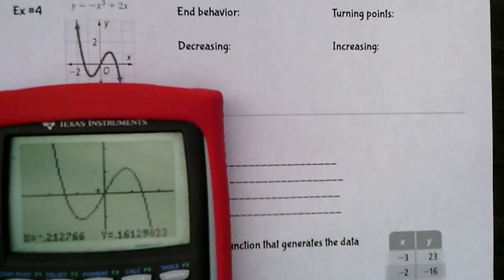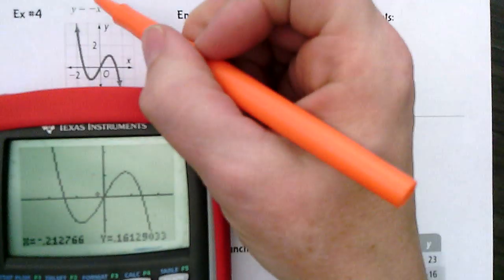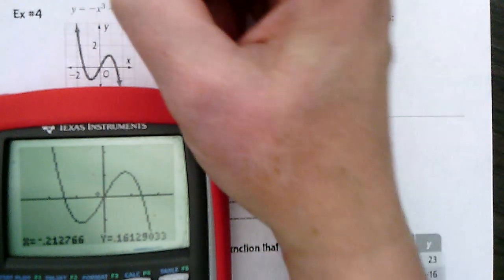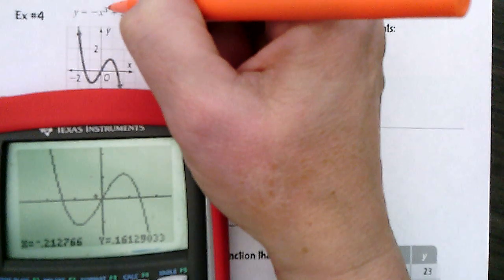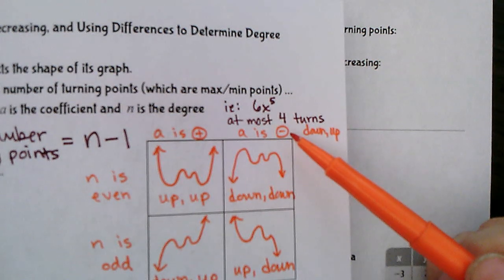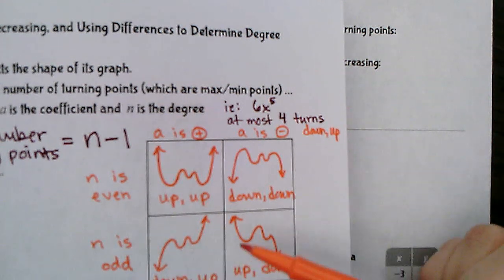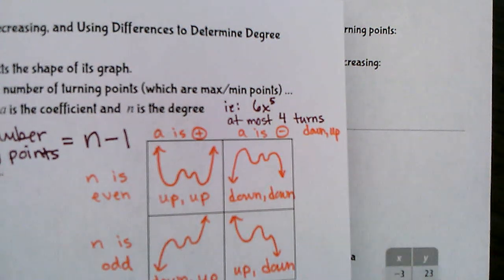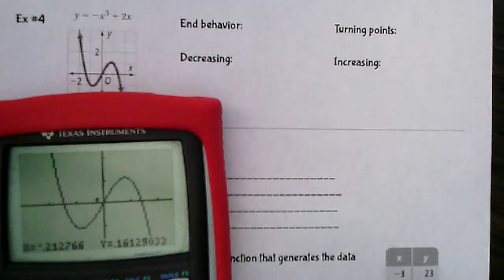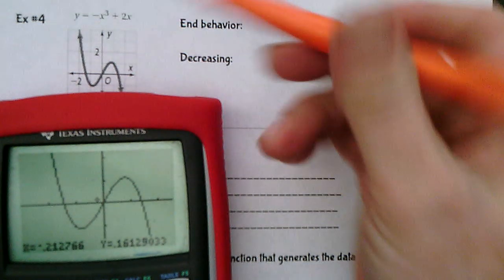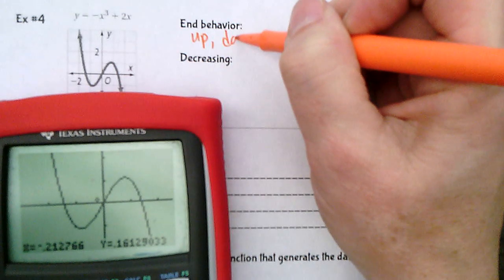The end behavior for this function, we can see that it's got a negative leading coefficient and the degree is odd. So if you look back at your chart, if a is negative and the degree is odd, our ends go up, down. And we can tell that by looking at the graph. The left end is up and the right end is down.